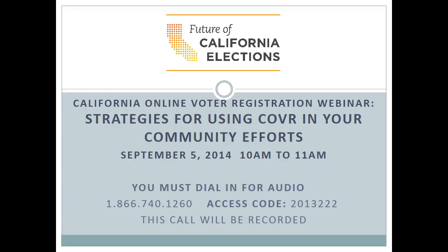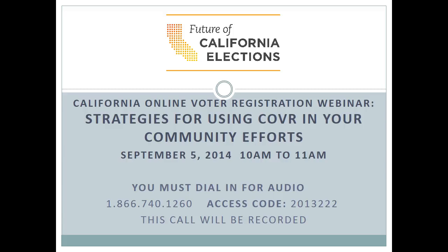So the members of Future California Elections and partners have been working along with the Office of the Secretary of State to improve California's online voter registration system and promote its use. And we've been working with members like the Language Accessibility Advisory Committee and Disability Rights California to really strengthen the system that is now up and ready to go on the Secretary of State's site.